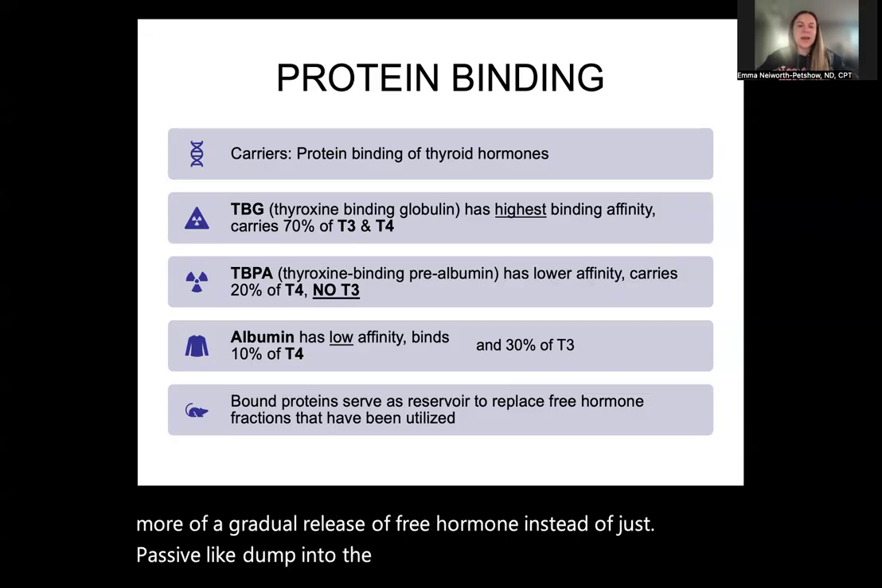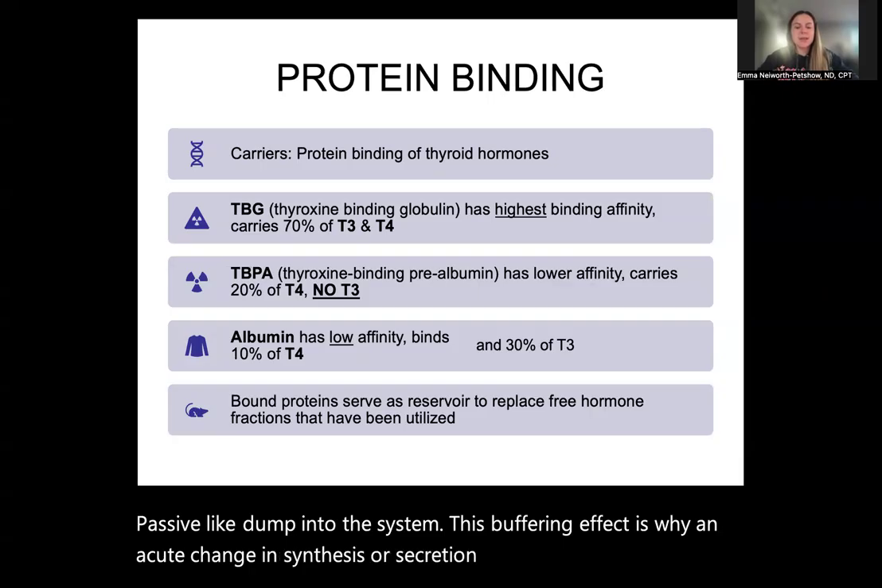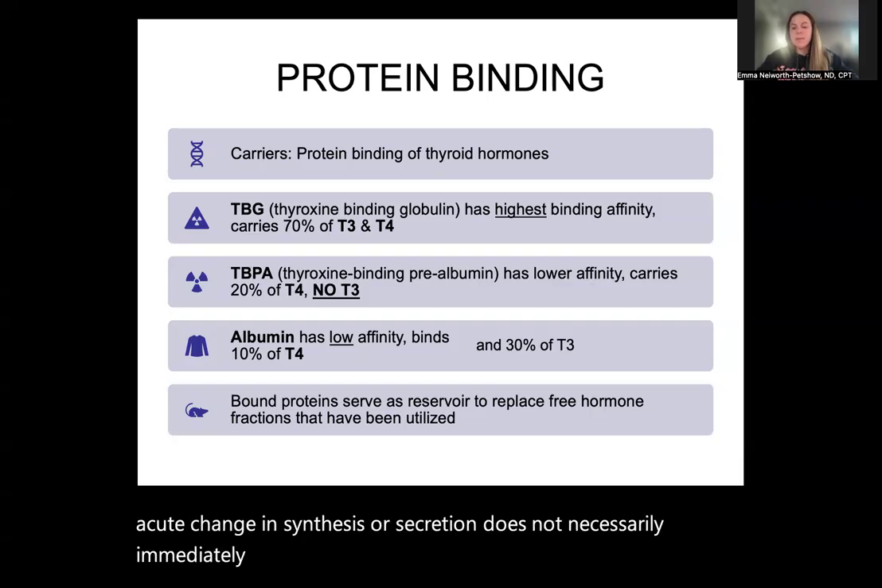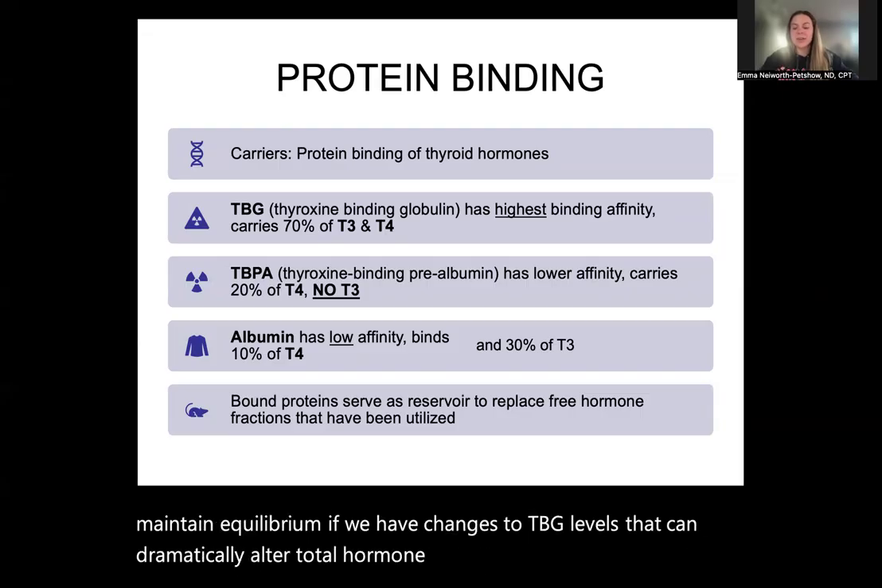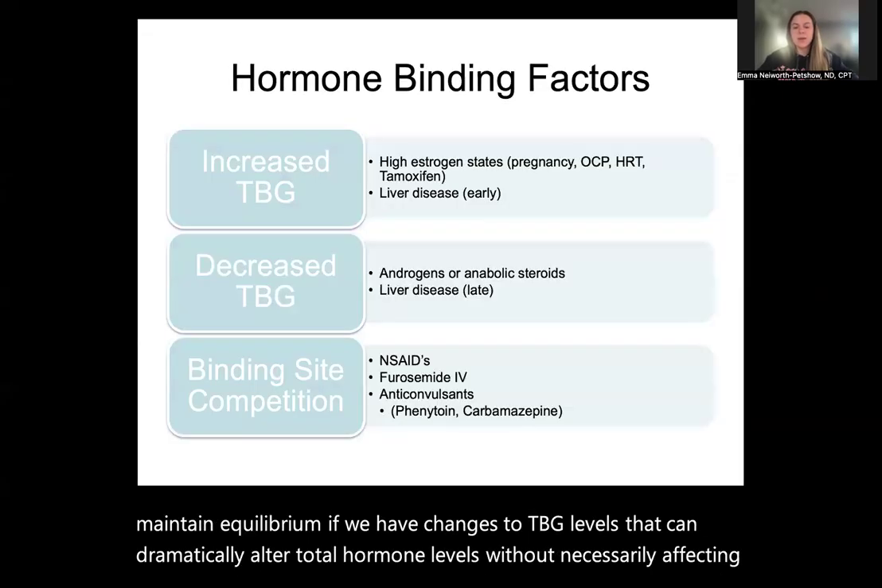This buffering effect is why an acute change in synthesis or secretion does not necessarily immediately translate into symptoms. Binding proteins can help maintain equilibrium. If we have changes to TBG levels, that can dramatically alter total hormone levels without necessarily affecting free hormone levels.